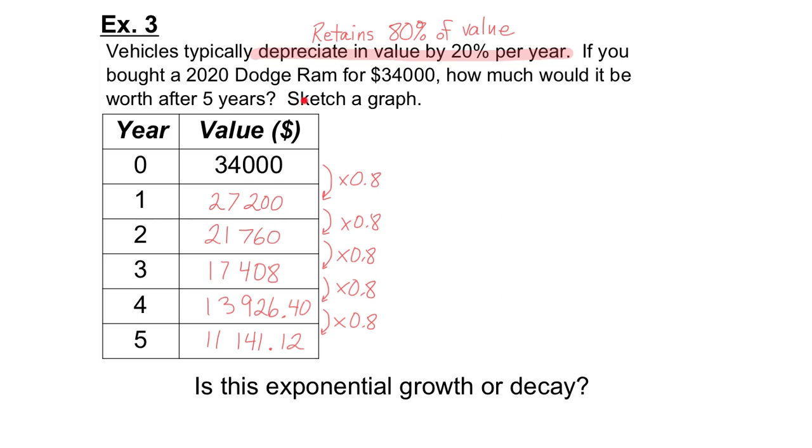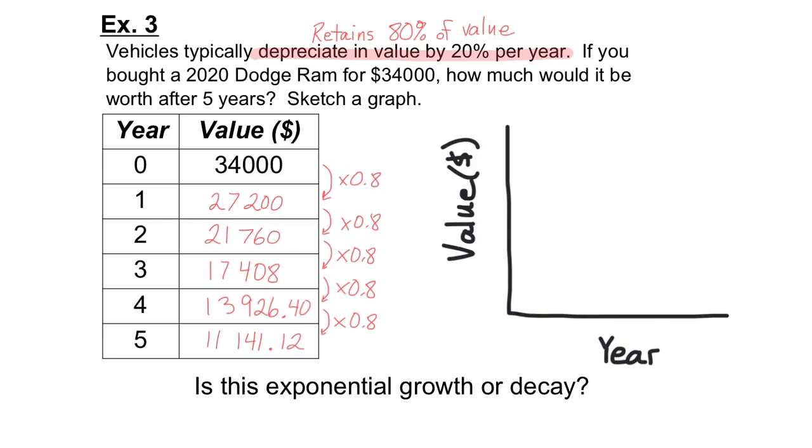Then we get these values here. Now, if we were to sketch a graph of this, we would plot the year on the x-axis and the value of the truck on the y-axis. In year 0, that's the year 2020, that would be here, the value was $34,000. So it's going to start high, and then it's going to get lower and lower. So I'm going to plot my y-intercept here, $34,000.